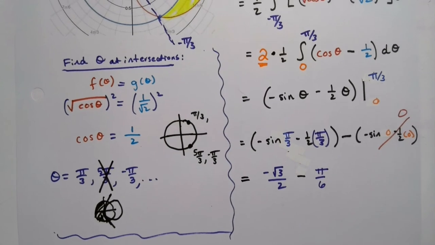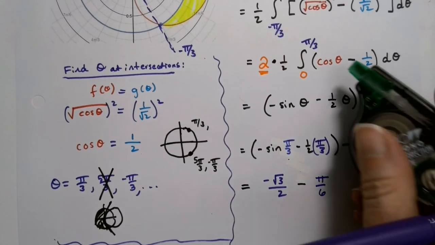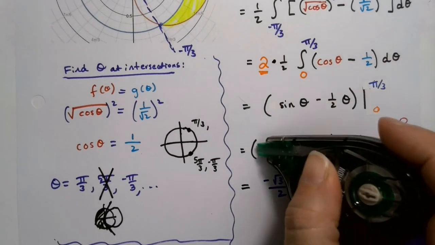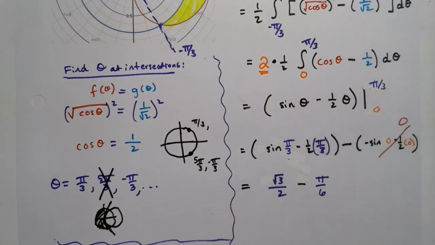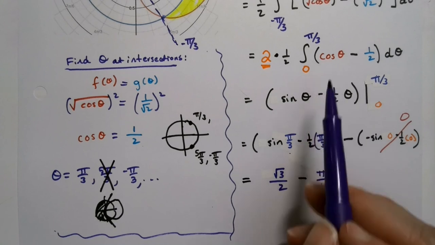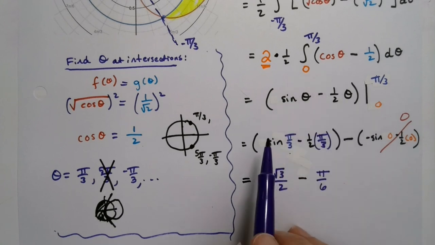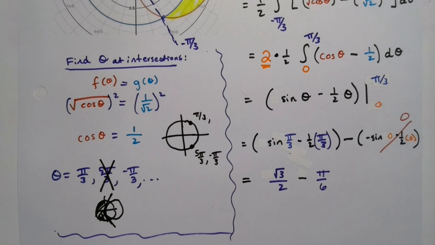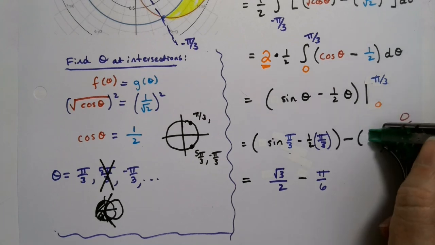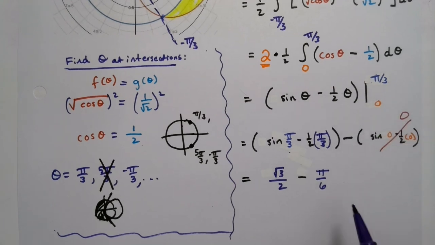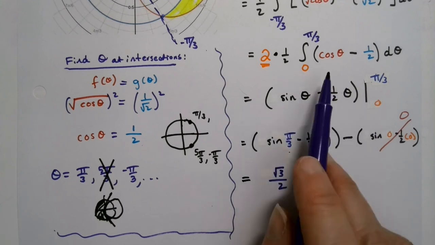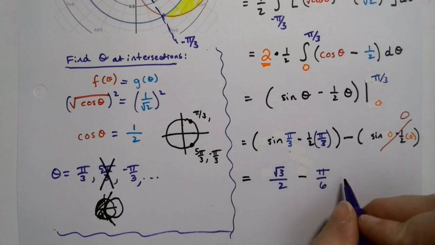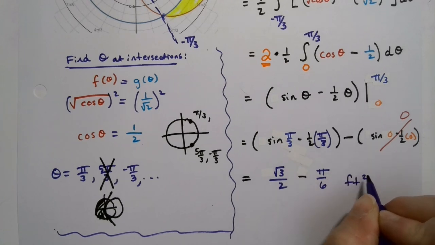Oh, whoops. I'm losing my brain. The integral of cosine is positive sine, not negative sine. The derivative of cosine is negative sine. Sorry, I messed that up. The integral of cosine is sine. So that's positive the square root of 3, and technically this is positive sine right here too, but it doesn't make any difference because that was 0 anyway. Sorry about that. The integral of cosine is sine because the derivative of sine is cosine. So this is the answer: square root of 3 over 2 minus pi over 6 feet squared.